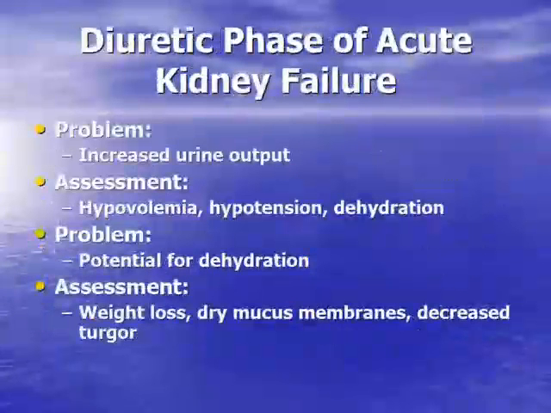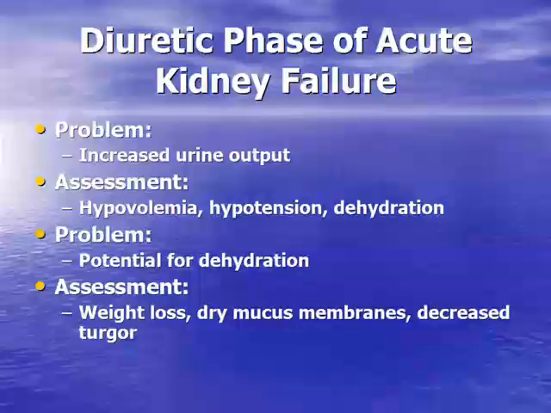Phase 3, or the diuretic phase of acute renal failure, is where the nephrons are beginning to recover, but they're not quite yet at full capacity. So the patient still has some fluid imbalances and still has some electrolyte issues. And the problem with this is the patient's going to have increased urine output and potential for dehydration. So look for hypovolemia, hypotension, and dehydration as that kidney starts to heal, and watch for weight loss, dry mucous membranes, and decreased skin turgor as a result of dehydration.